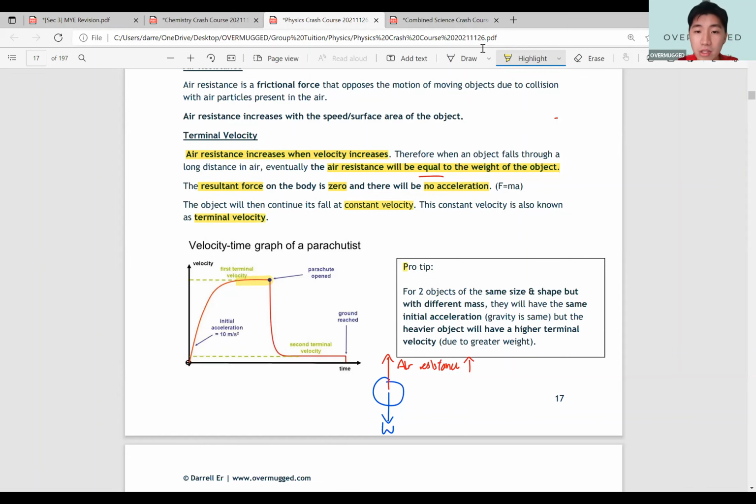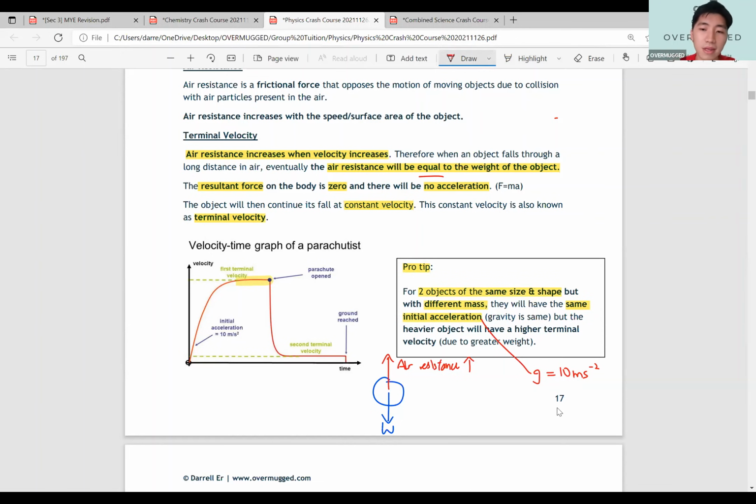Now, for a very important pro tip, this question type is very common. If you don't listen here, there's no way you're going to get it right. Listen carefully. If objects have the exact same shape and the same size, and the only thing that's different is the mass, take note, they will have the same initial acceleration. Now, what do I mean when I say same initial acceleration? Initial acceleration here is referring to the value of g. The value of g is constant on Earth.